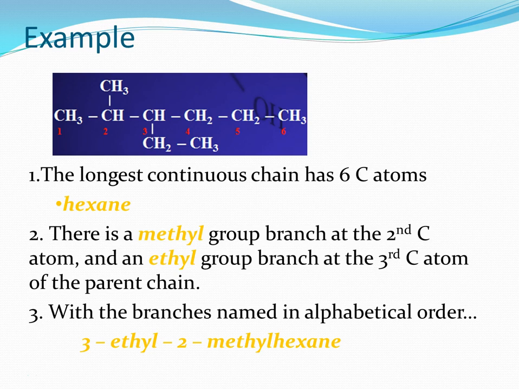Here is an example of how you would work through the naming process. This molecule has 6 carbons in the parent chain, so it is hexane. There are 2 branches on the left side, so numbering should begin on the left side. There is a methyl group on carbon 2 and an ethyl group on carbon 3. With the branches in alphabetical order, the name is 3-ethyl 2-methyl hexane. There is not a space between methyl and hexane.